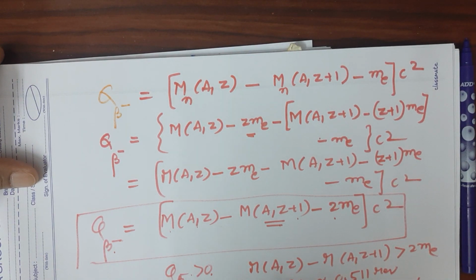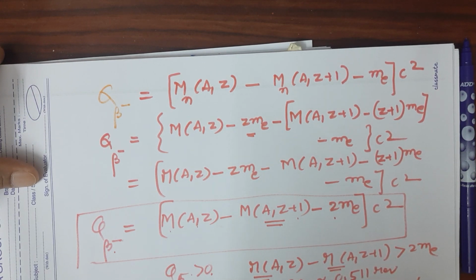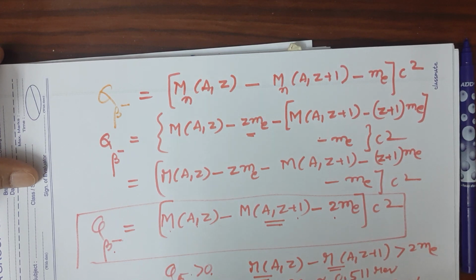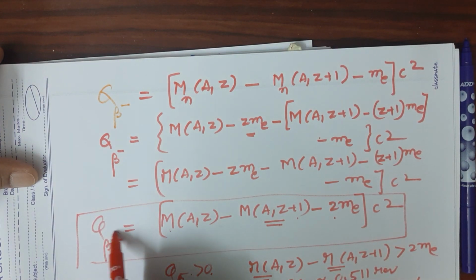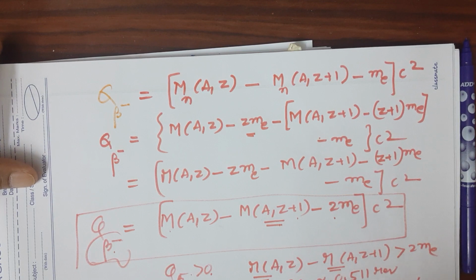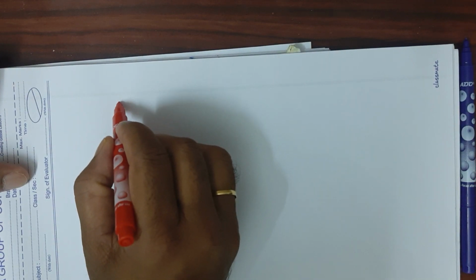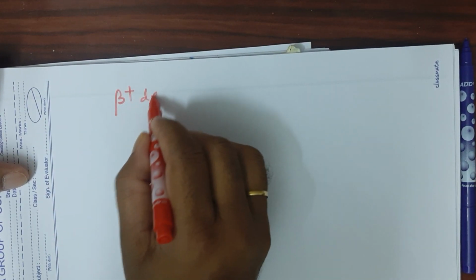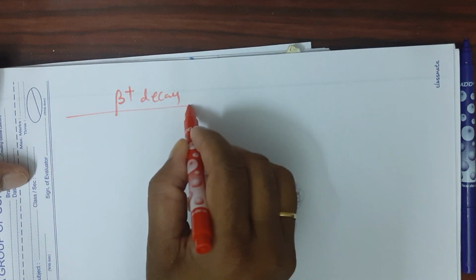So if the difference of mass of the parent nucleus and the daughter nucleus is greater than 1.022 MeV, then it is very clear the beta minus decay process takes place. So this is the disintegration energy in the beta minus decay process. Now coming to the beta plus decay process, what is the disintegration energy?